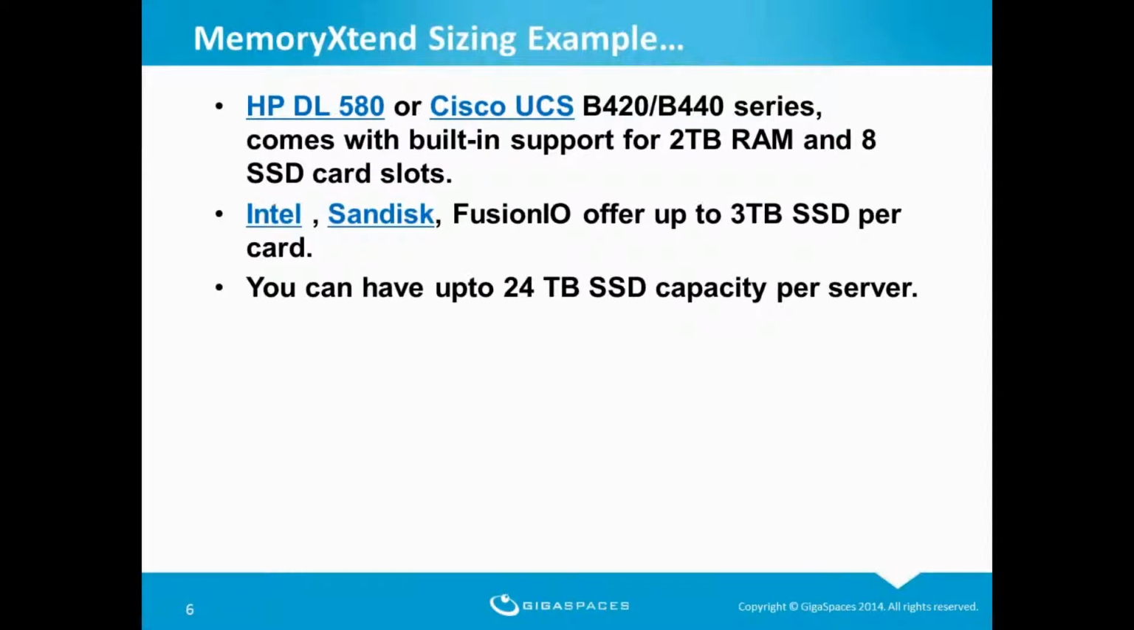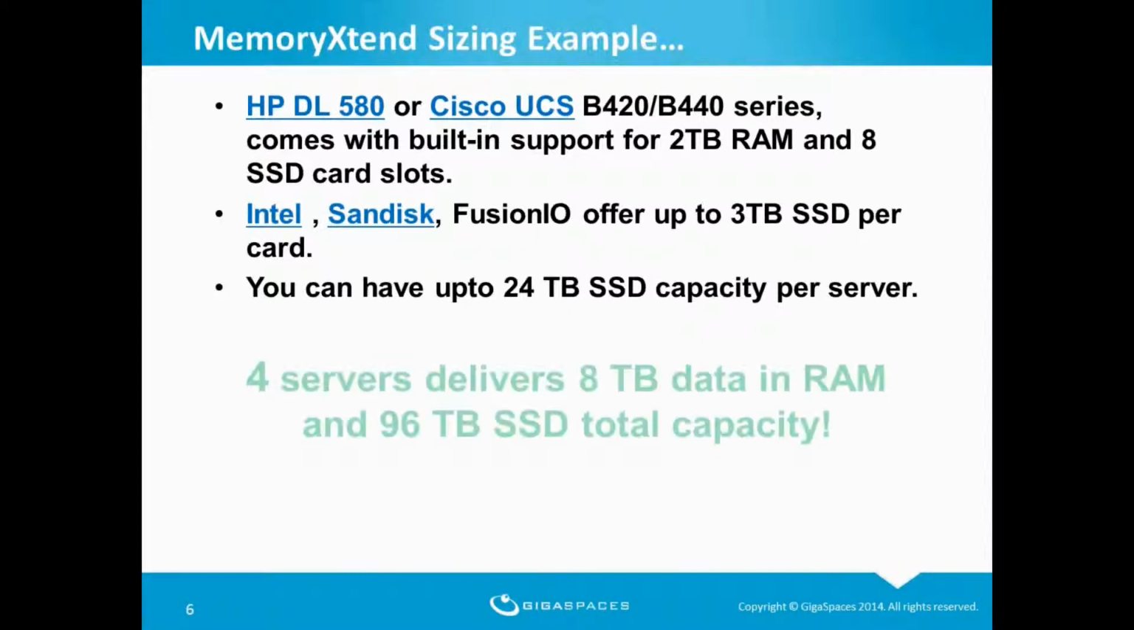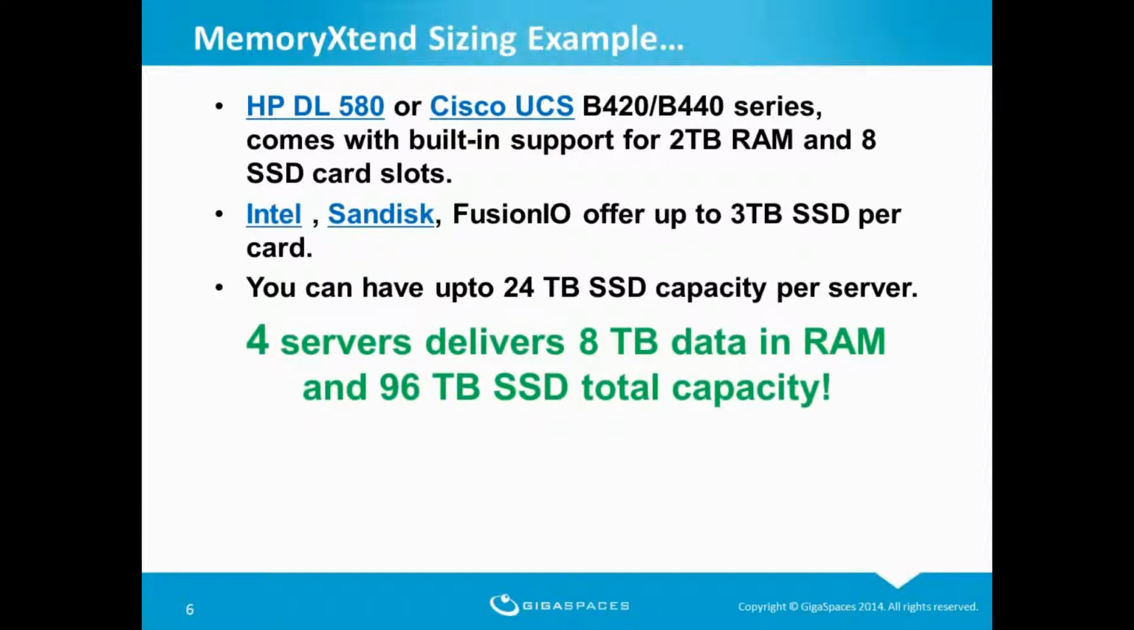Let's take a look at a simple sizing example. If we'll use a standard classic HP or Cisco server, each one of these can support up to 2 terabytes of RAM. These support up to 8 SSD card slots, which means that you can have either Intel or SanDisk or Fusion I/O, which is part of SanDisk, or any other flash technology. Most of these will support up to 3 terabytes capacity and above per card. This means you can easily have 24 terabytes SSD capacity per server. With 4 servers, you can accommodate 96 terabytes total capacity.